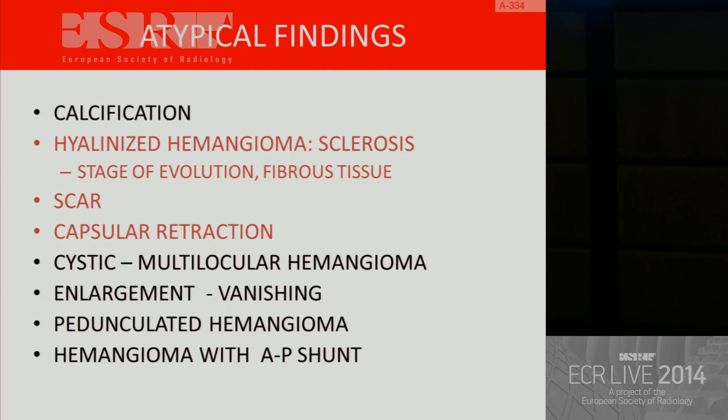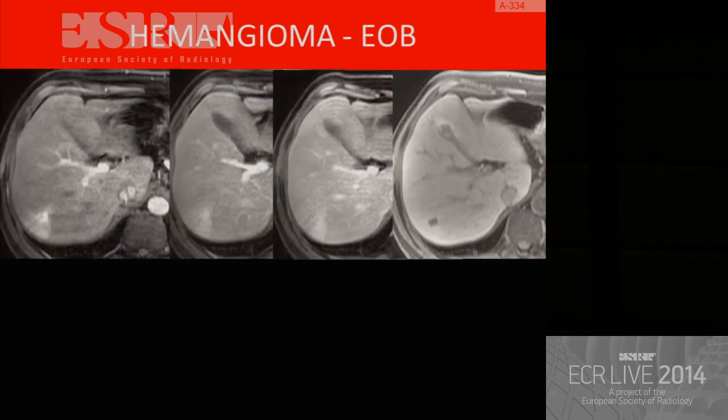I will show you a hemangioma with a scar and a capsular retraction. Actually, the most atypical thing would be if you're using EOB DTPA for diagnosing hemangioma, you can get puzzled because you have background enhancement of the liver, and look at this hemangioma. It is filling, and it has almost the same signal intensity as the liver on the venous and equilibrium phase, and look at the hepatobiliary phase.